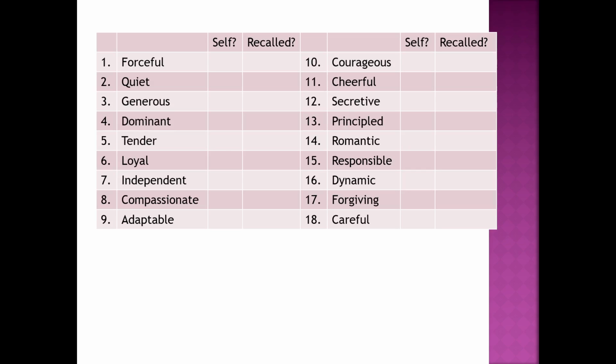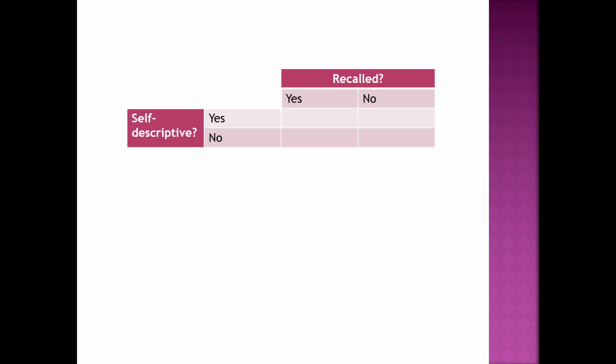All right, so hopefully you've got that all done now, and what we're going to do is move to the next phase. So make a little table that looks like this. On the top, it says recalled, and you have either yes or no. So what we're working on right now is just those that you free recalled. So those are all the yeses.